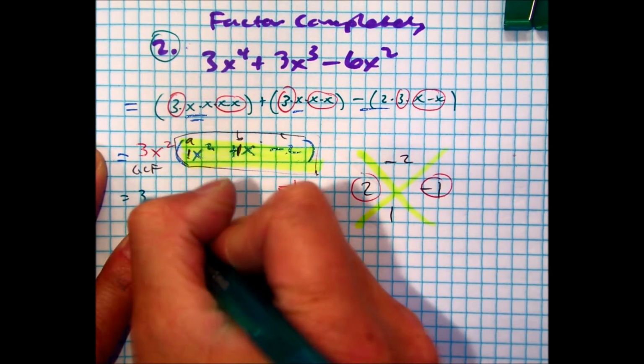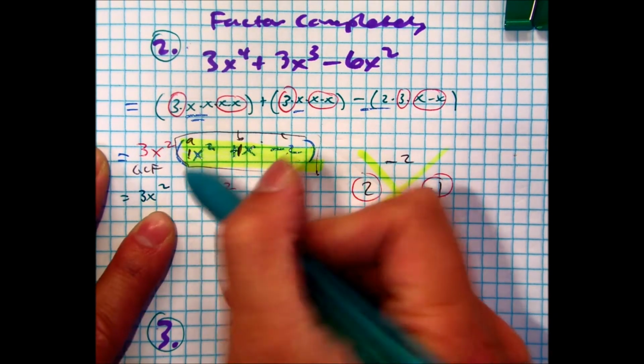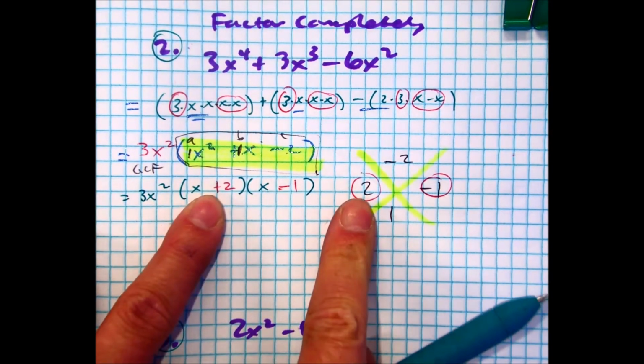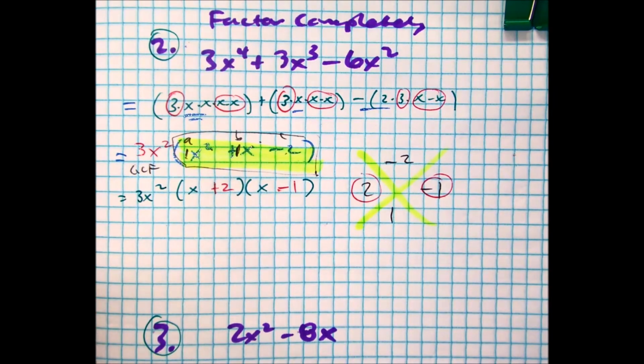So bring that down, don't forget the GCF. 3x squared, x plus 2, x minus 1. And that's my answer.